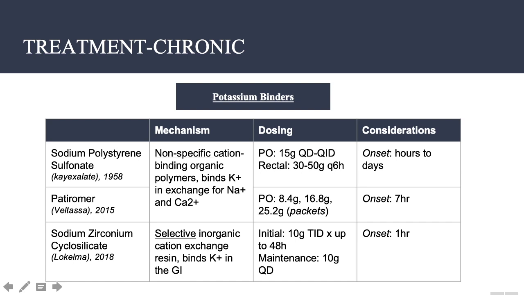You have the mechanism here, right? This is beautiful, right? Straight to the point. Then you have the dosing here, which I think is totally fine. But for here, the PO, you have the dose. You just have 8.4 grams, 16.8 grams, 25.2 gram packets. I mean, are these really the dosing, or is this just the different packaging size, right? I'm a little confused. So make sure you take a look at that.